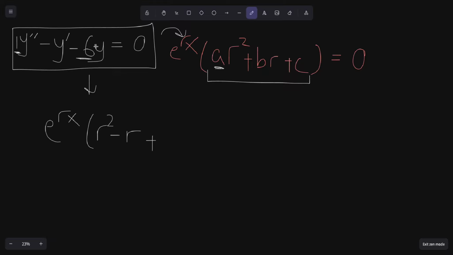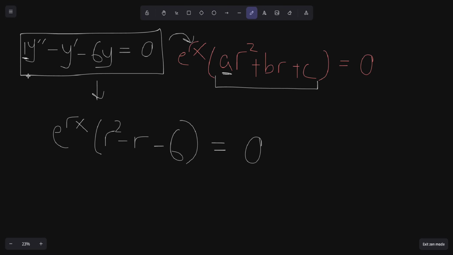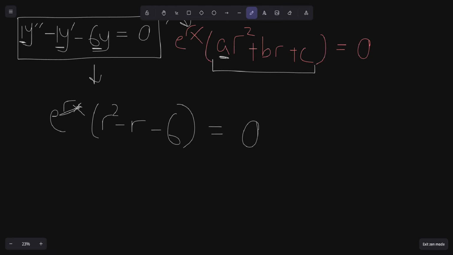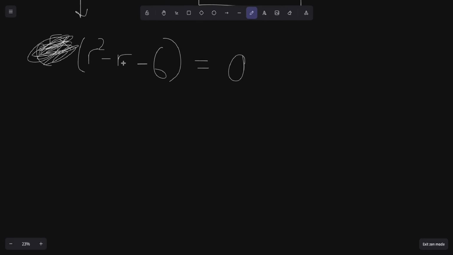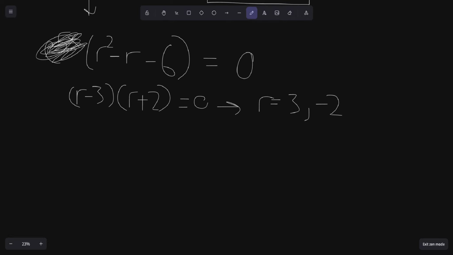C is the coefficient of this right over here. And so that's just going to be -6. And we set all of that equal to 0, right? And so, the trick to doing this is you only need to look at the coefficients, and then you're able to write out this quadratic equation. And so we ignore this e to the rx because it has no solution for that. And this just becomes an easy factoring problem, right? r minus 3, it looks like, times r plus 2. That is going to be equal to 0, and therefore r is equal to 3, and r is also equal to -2.